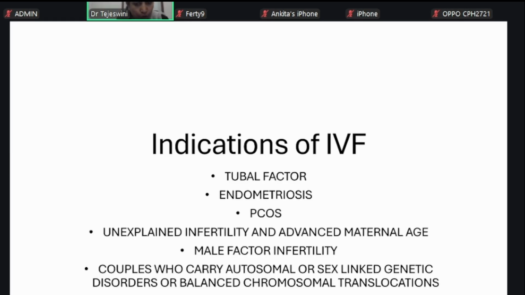line therapy of gonadotropins or laparoscopy, or a case of PCOS wherein multiple cycles of OI have resulted in ovulation but failed to result in a pregnancy. It can also be a case of unexplained infertility and advanced maternal age, or a male factor infertility, and also in those couples who carry autosomal or sex-linked genetic disorders or balanced chromosomal translocations, wherein PGT, pre-implantation genetic testing, is performed. In such cases also IVF-ICSI is indicated.